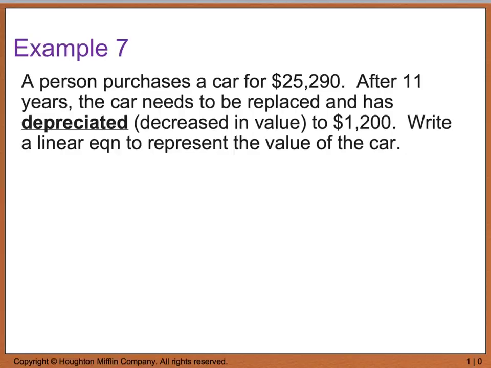Now, even though it's not given to us, we can associate a time value with the initial purchase of our car, because that would be on the first day we got it, or when t equals 0, our car was worth $25,290. Just like when t equaled 11 years, our car was worth $1,200. Now the reason we want to do that is because now I really have an x and a y and another x and a y.